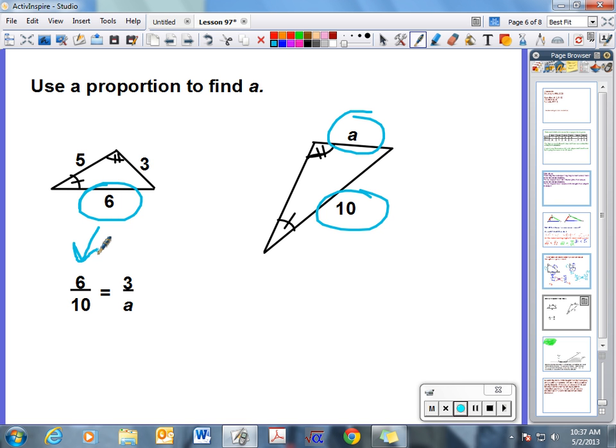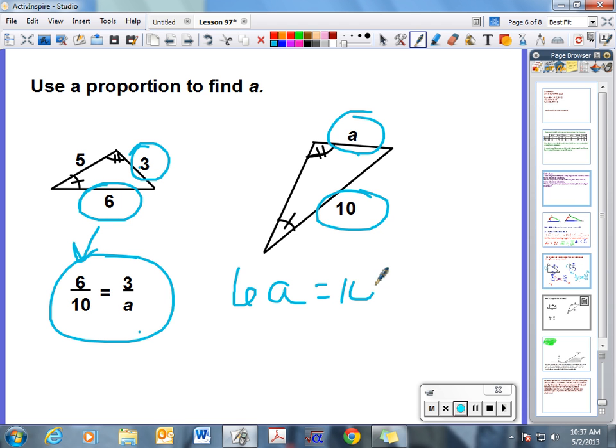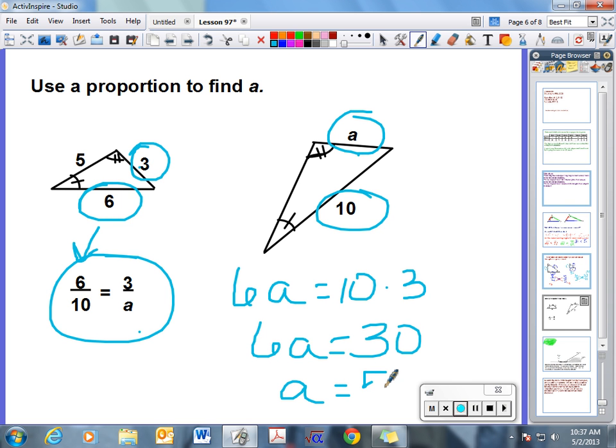Then on the left triangle, we're going to take a look at this side because it corresponds to A over here. So we put 3 over A. We should be able to figure out the measurement of A now using our cross products, knowing that this proportion is true. So 6A equals 10 times 3, and 6A equals 30, which means side A equals 5.